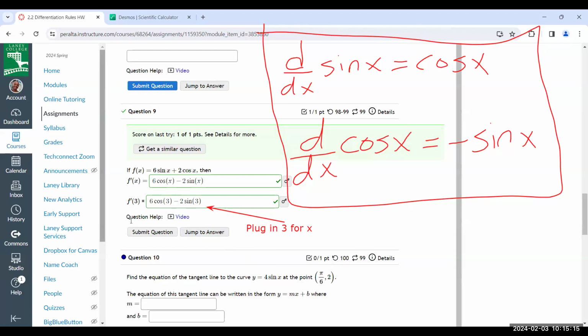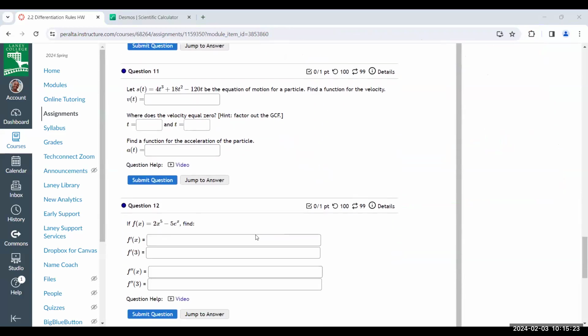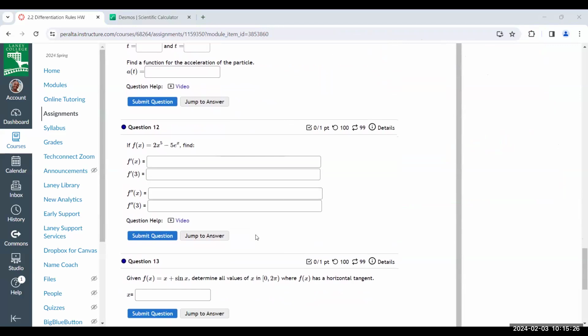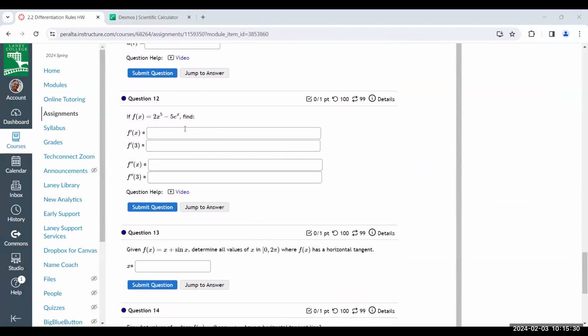Let's do another one. I'm going to get rid of these pictures, I mean, my writing. Let's do one that has e. So let's look at number 12. Number 12 has an e in it. So it's asking us to find the derivative and then find f prime of 3. So for the first term, you notice the 2x to the 5th. Use the power rule. So the 5 drops down to the front.